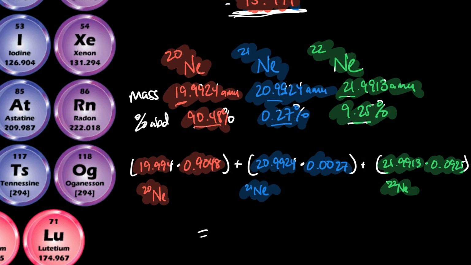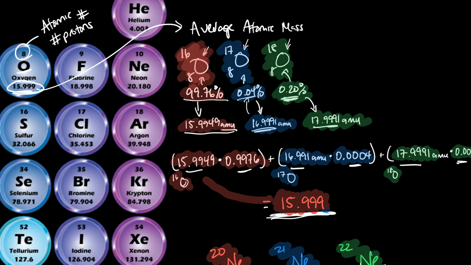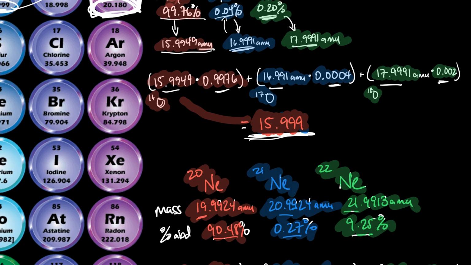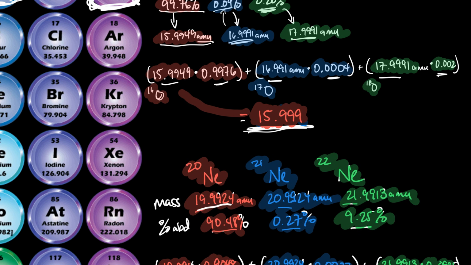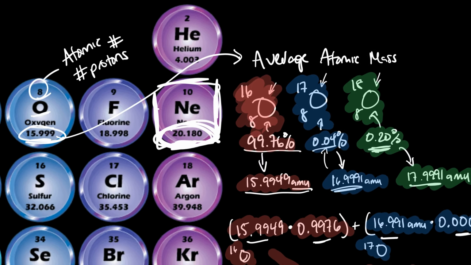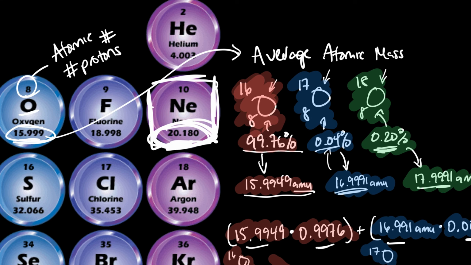So just scrolling, showing this to you guys. Let's find neon. So neon is here. The number that you should get from your calculator is 20.180. So once again, your prediction is right, simply because neon 20 had about a 90% abundance here on the Earth, and its mass was 19.9924. You see that the actual average atomic mass is closest to neon 20 versus neon 21 and neon 22. So that's how you basically calculate average atomic masses.